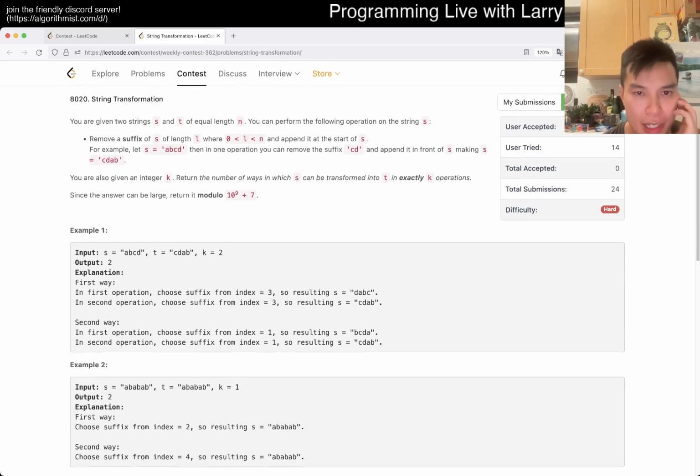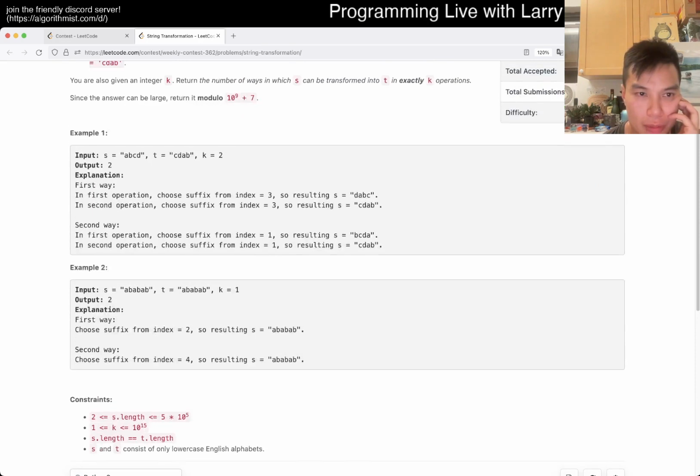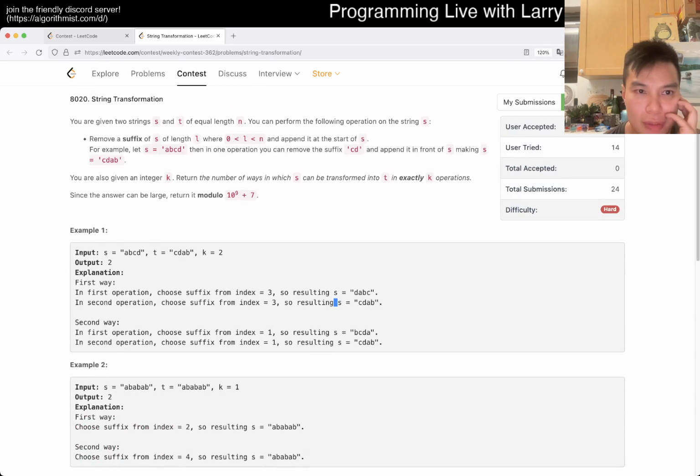In exactly k operations. K is the number of operations. You can choose any of length L. Can you choose 2? Oh, it has to be not 0 or n. Okay, that makes sense.